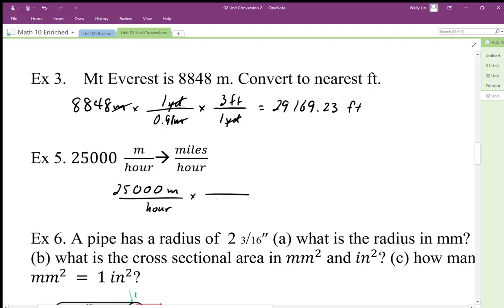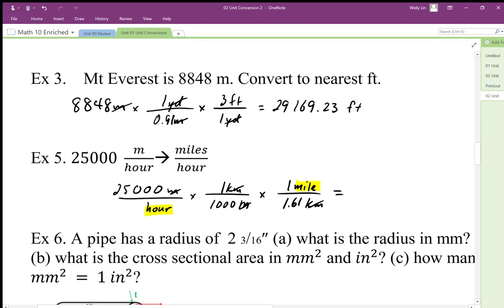So I'm going to have 1,000 meters is 1 kilometer. And then I'm going to use my kilometers and miles. So I'm going to say 1 mile is equal to 1.61 kilometers. And I end up with these units canceling out. And what's left over is I end up with miles on top, hours on bottom. So I end up with miles per hour. Those are my units. Those are what I'm interested in. Once I know that those are going to work out, I can just do times on top, divide on bottom.